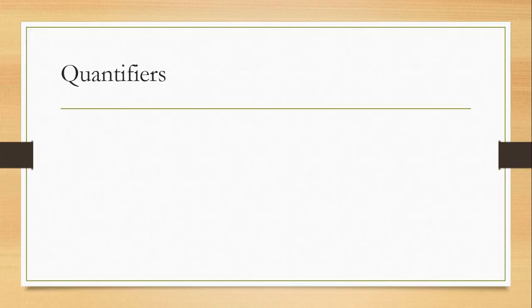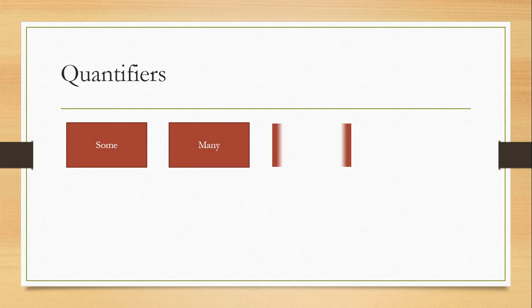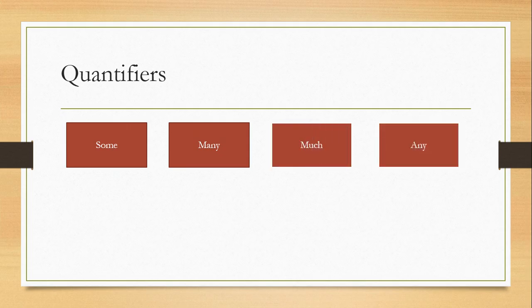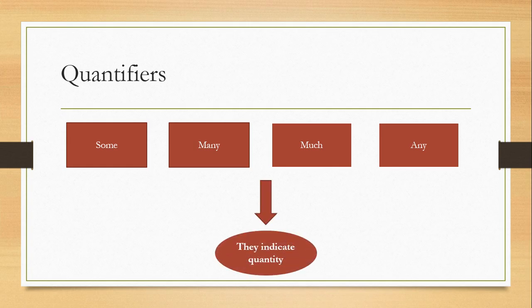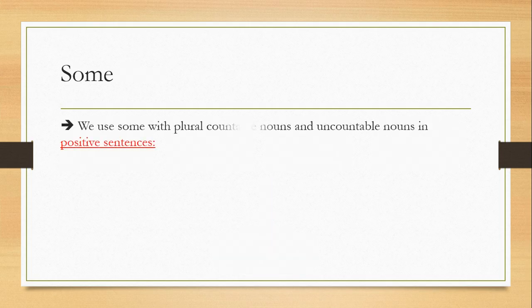So, quantifiers. Quantifiers are some, many, much, and any. What is the function of the quantifiers? So these words here, they indicate quantity. Okay, so when do we use some, many, much, and any? So these are some examples. In the video we're going to discuss each one individually. So we'll start with some.